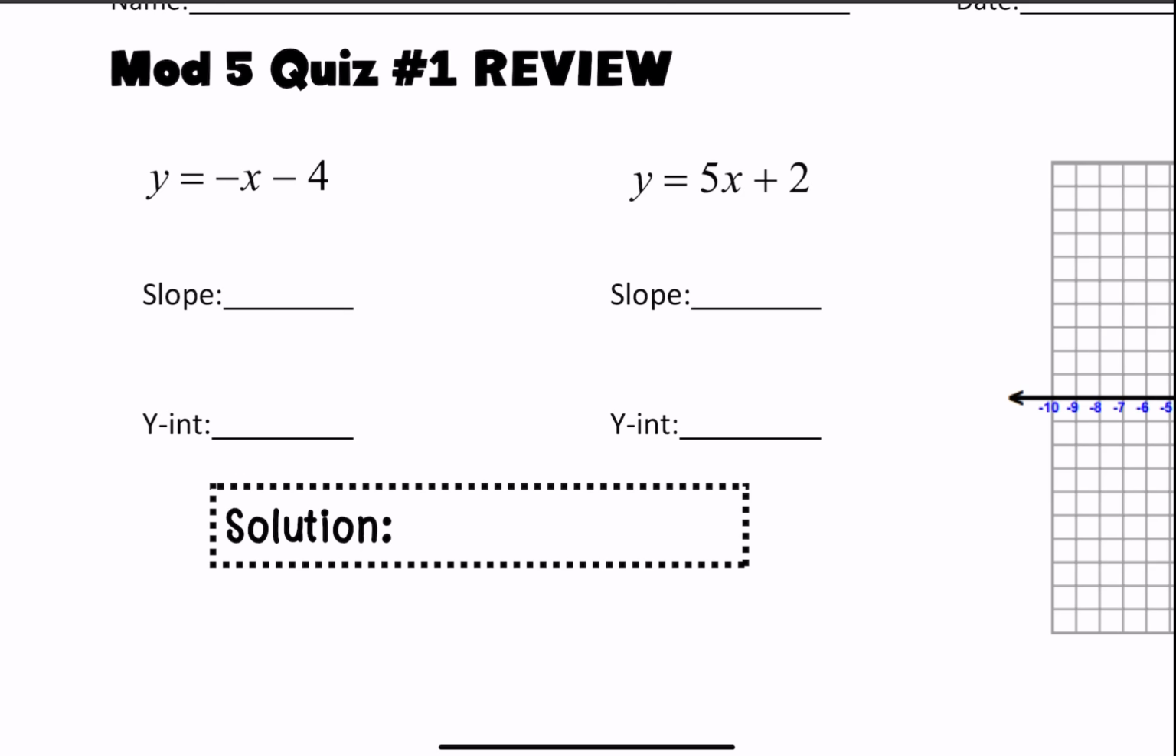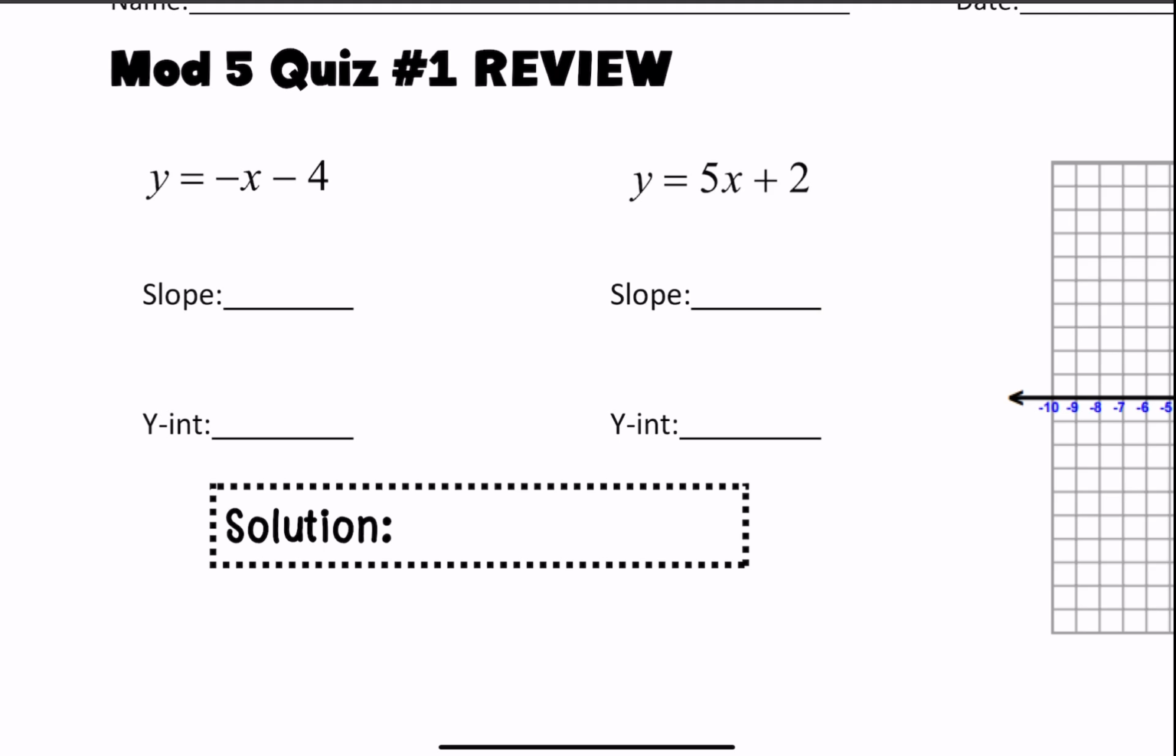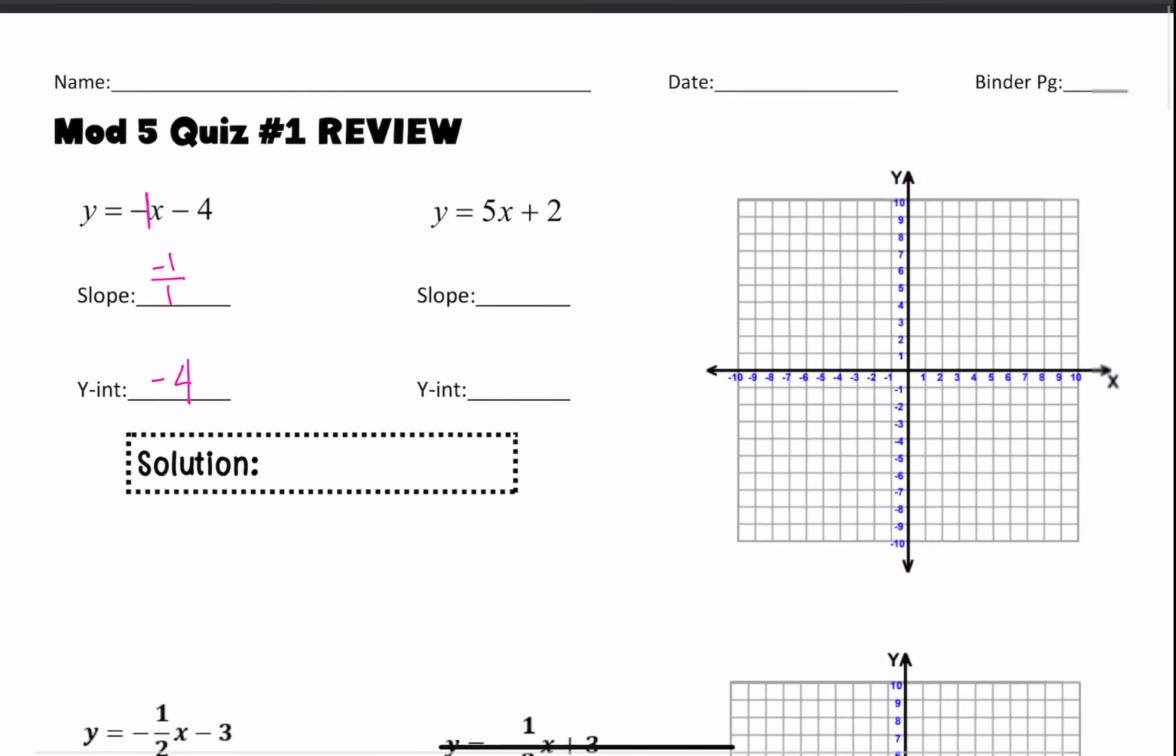So let's look at the first one. We'll do this one. Let's pick some colors. We'll do pink and green for our colors today. So remember, if it's a negative x, it really means a negative 1x. So our slope is a negative 1 over 1 because we always put a nice number over 1. Our y-intercept is our constant, which is the number by itself. So our y-intercept is negative 4.